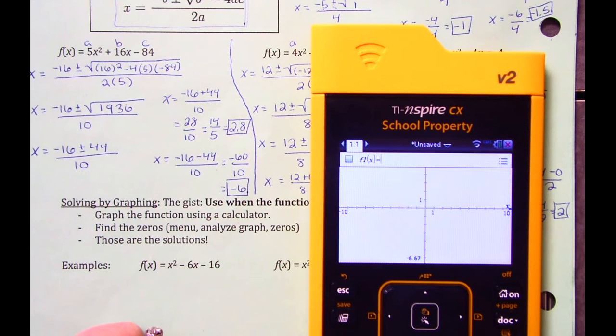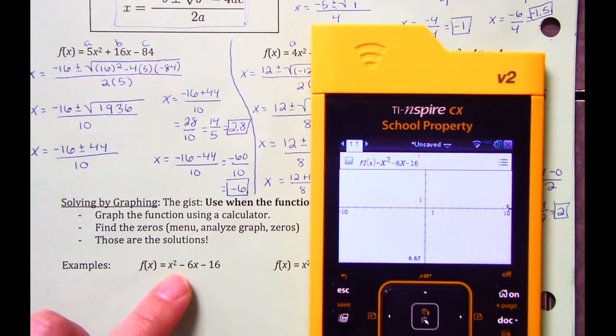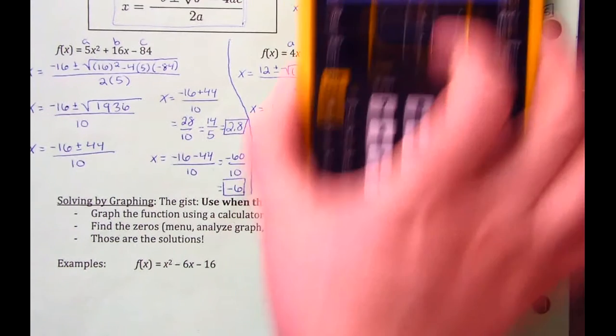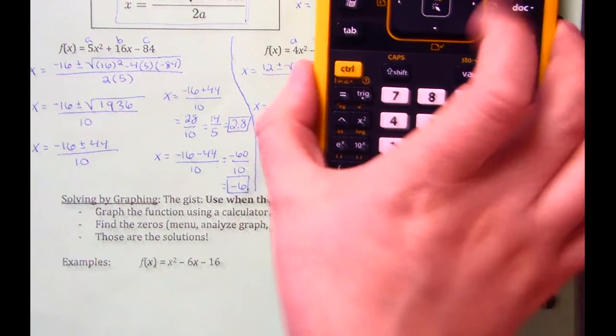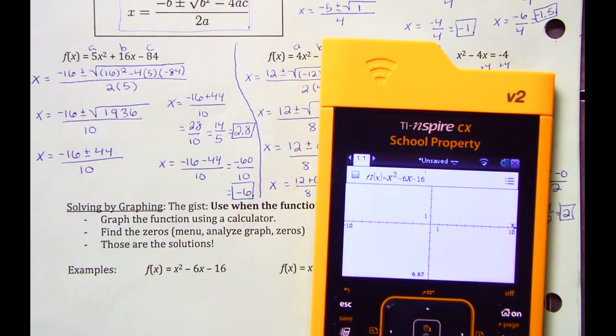I'm going to make my screen a little bit darker so you can see it here. There we go. Now what we're going to do is plug in this equation in our graph. So we have x squared minus 6x minus 16. My x's appear to be capitalized right now because I have caps lock on, but that doesn't make a difference as long as you're using this x button right down here. And then we hit enter, and there's our graph.